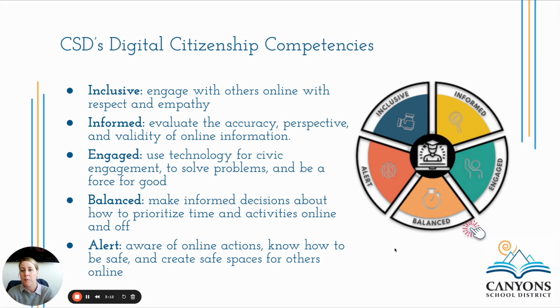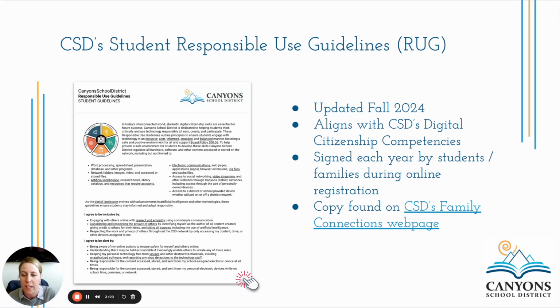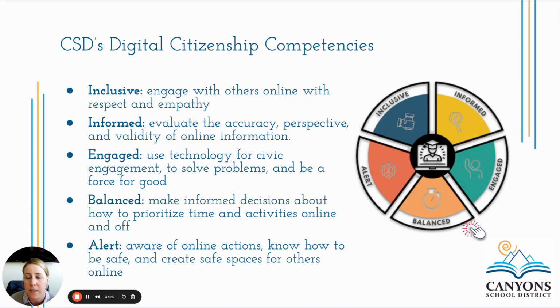So the next tip is familiarizing yourself with our digital citizenship competencies. Like I just said, this responsible use guidelines was updated to really align with our DigSIP competencies. The 5 competencies are: being inclusive, how you engage with others online with respect and empathy; being informed, how to evaluate the accuracy, perspective, and validity of online information; engaged, using technology for civic engagement and to be a force for good; balance, making informed decisions about how to prioritize time and activities online, whether you're online or off; and being alert, being aware of your online actions, knowing how to be safe yourself and create safe spaces for others.